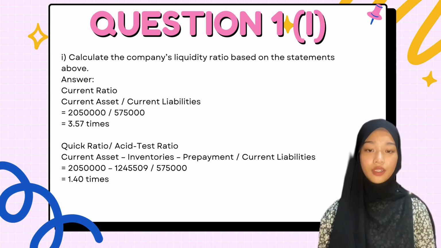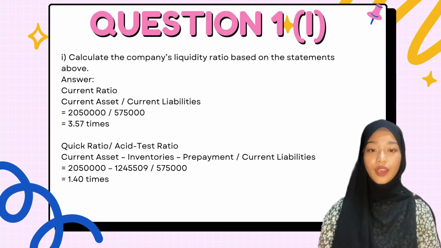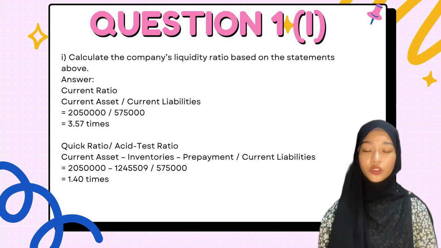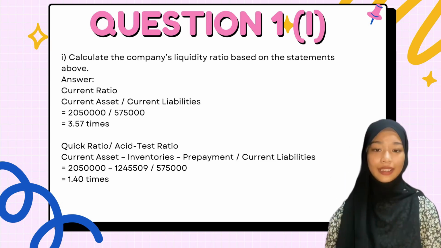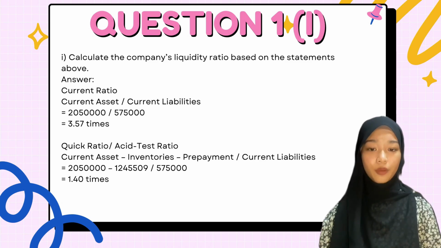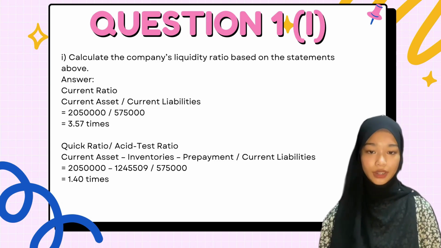Dura Ltd current ratio is 205000 divided by 575000 equal to 3.57 times. Second is quick ratio or acid test ratio. The formula for quick ratio is current asset minus inventory divided by current liability.